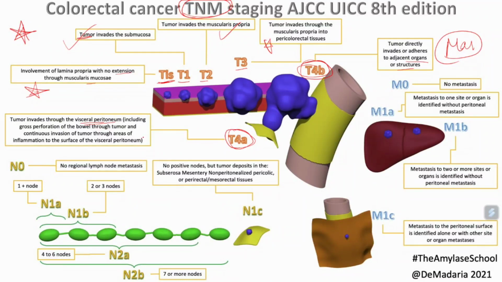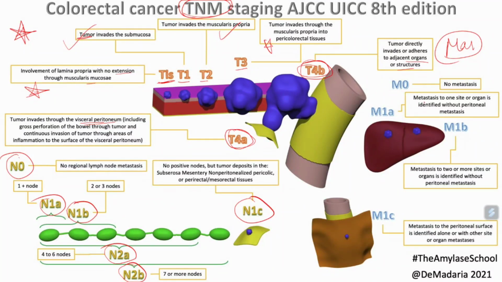And in nodes, due to the involvement of nodes, we also have different stages. If no nodes are involved, that is N0. If one node is involved, that is N1A. If two or three nodes are involved, that is N1B. If 4 to 6 nodes are involved, that is N2A. If 7 or more are involved, that is N2B. And here N1C is also there: no positive nodes, but tumor deposits are seen in the serosa and in perirectal areas. So based on the nodal involvement and the tumor involvement, they are divided into different stages.